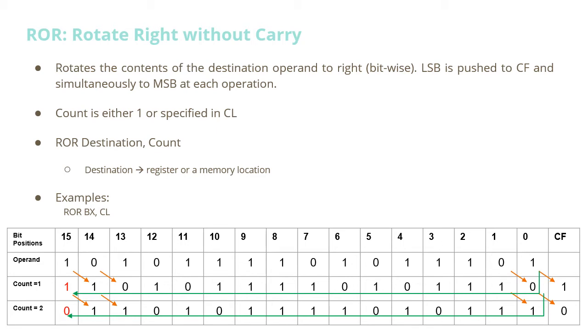The format of this instruction is ROR destination comma count, where the destination can be a register or a memory location, but it cannot be an immediate operand. An example of this instruction is given here, ROR BX, CL. Here the operand is specified in the BX register and the count is given in the CL register. So after the first operation, what happens is that the bits will be shifted towards the right in a bitwise manner. So the bit in position 15 will be shifted to 14, 14 to 13 and so on.